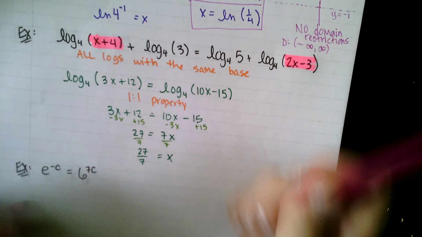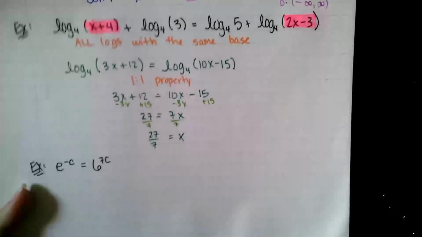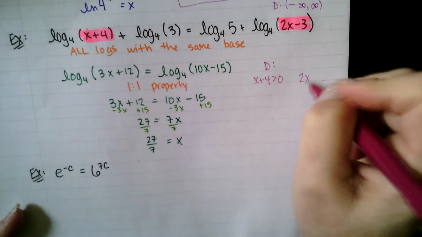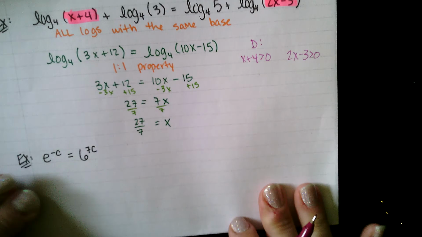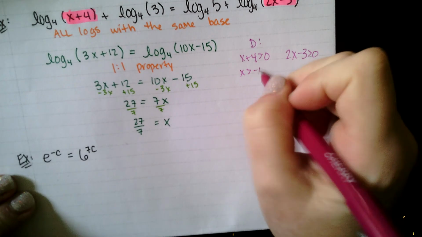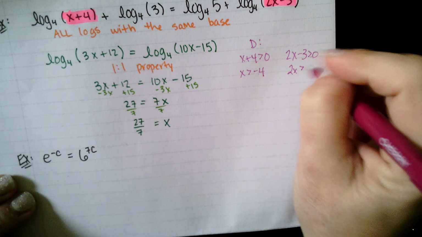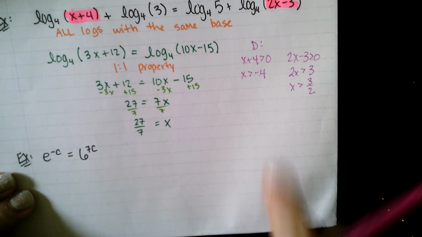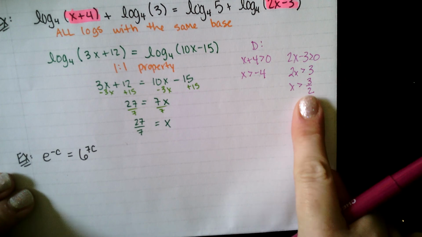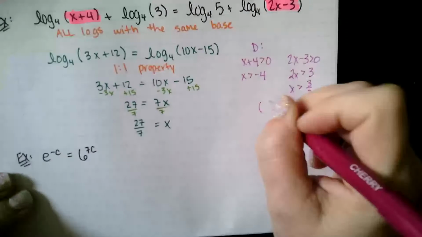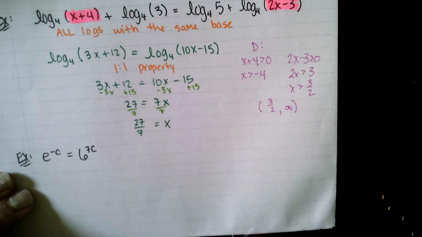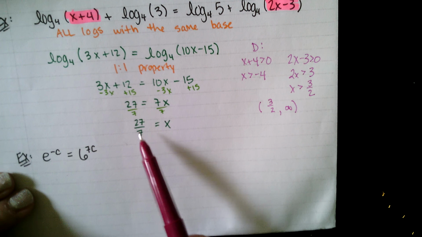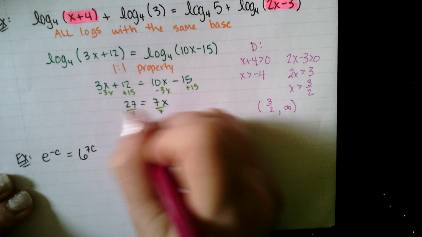So for our domain checks, we're going to be looking at x plus 4 greater than 0 and 2x minus 3 greater than 0. So x is going to need to stay greater than -4 for this one, and x is going to need to stay bigger than 3/2 for this one. Since this is the more restrictive, our domain is going to be limited to 3/2 to infinity. 3/2 is like 1.5. 27 over 7 is bigger than 4, so this value is fine.